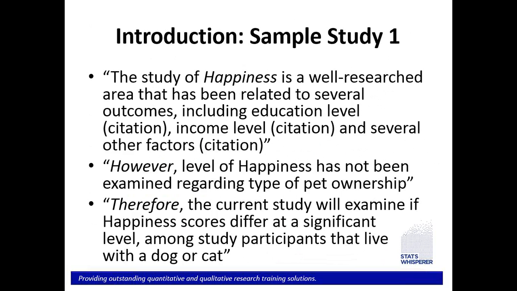And then next, right? These words that lead the sentences, the howevers and therefores, are very important because they link up our train of thought and our progressive statement about why it's important to do this research, right? So, however, level of happiness has not been examined regarding type of pet ownership, right? So they're showing the hole in the research, the need in the field. Therefore, at the next bullet, the current study will examine if happiness scores differ at a significant level among participants that live with a cat or a dog, right?